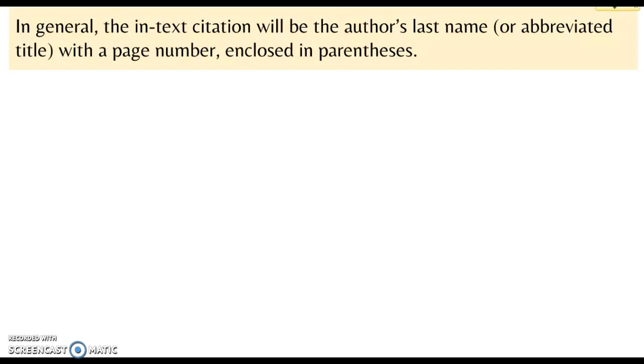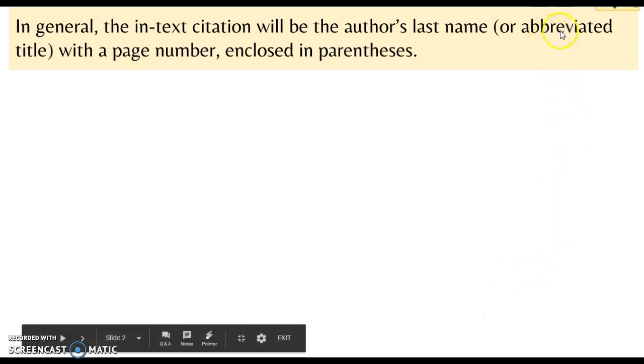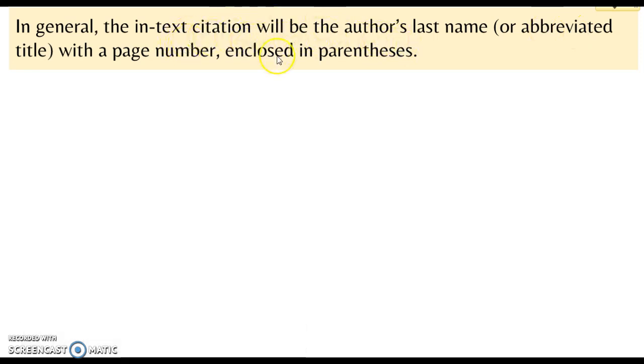So one thing to know is that in general, for the purposes that we're going to use them for, which is mainly citing books or websites, or in some cases a PDF, the in-text citation is going to include the author's last name, and if the author's last name isn't available, you're going to use an abbreviated title. So the last name, a page number, and that in parentheses. So it's really pretty simple. I want to show you a couple of examples.